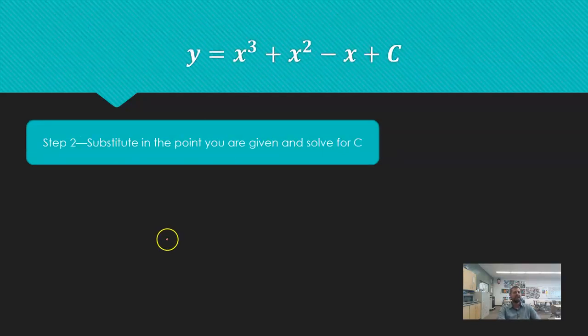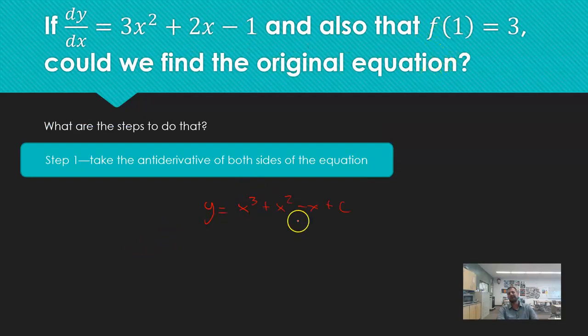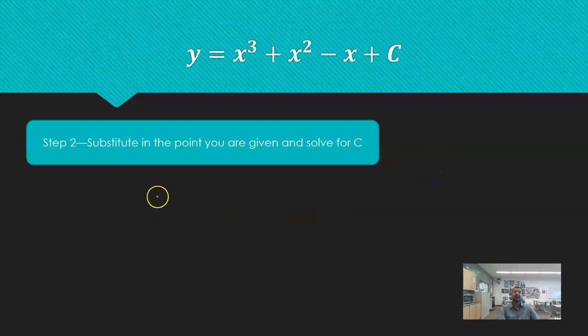Step number 2 is we were given the point (1, 3) that exists on the graph. x equals 1, y equals 3. So what I could do is put the fact that that is true in: I could put 1 everywhere I see x, and 3 everywhere I see y.